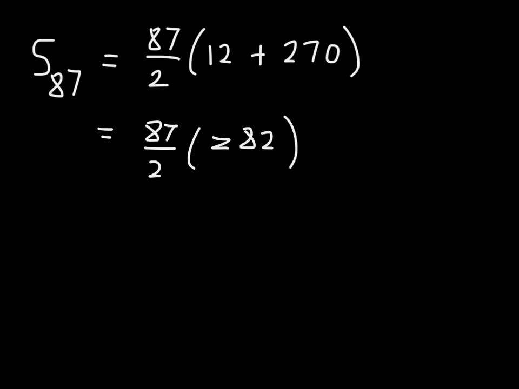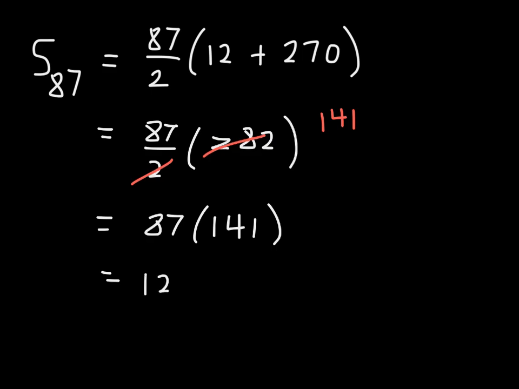282. And then I like to cross cancel. So 2 goes into 282 141 times. So then the sum of the 87 terms will be 87 times 141, which is 12,267. This is the sum of those 87 terms. Pretty cool.